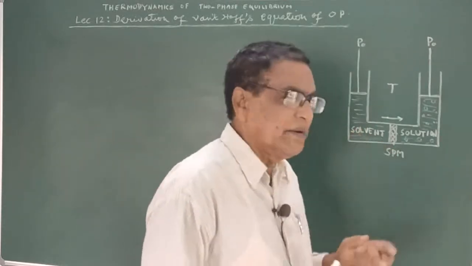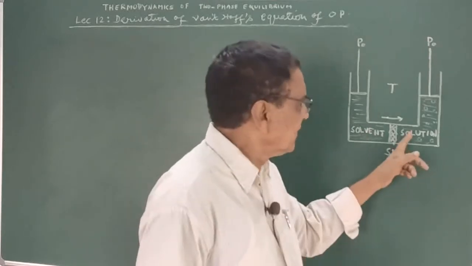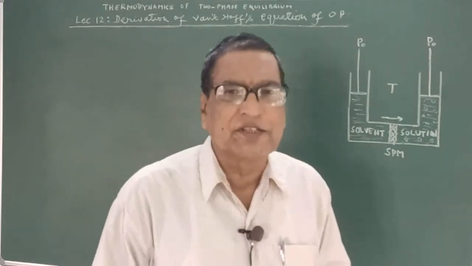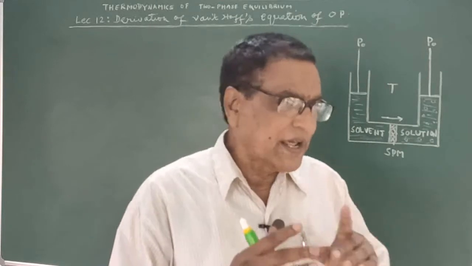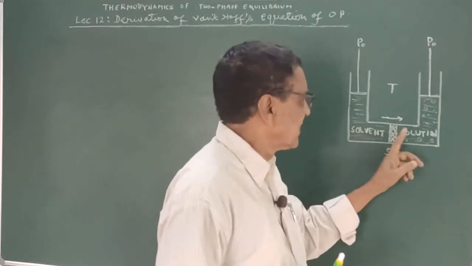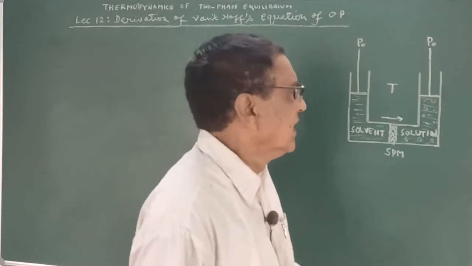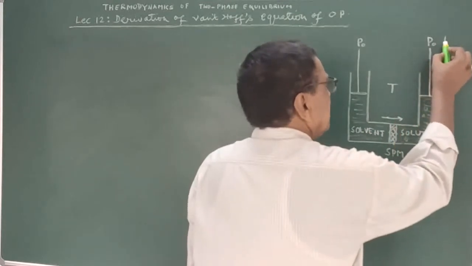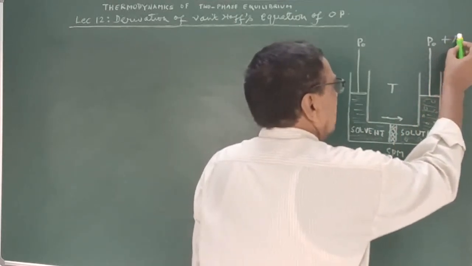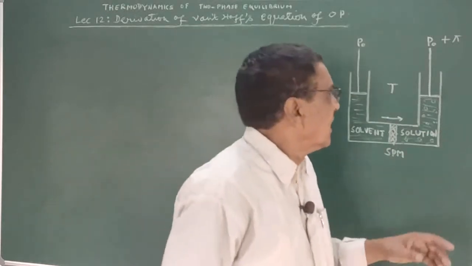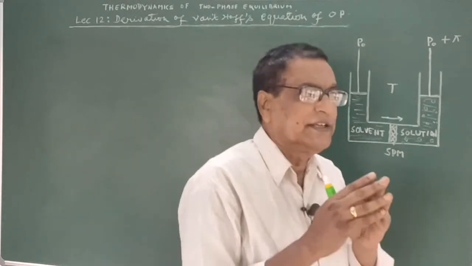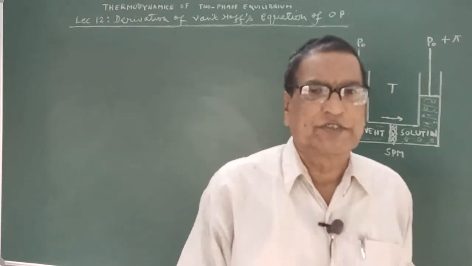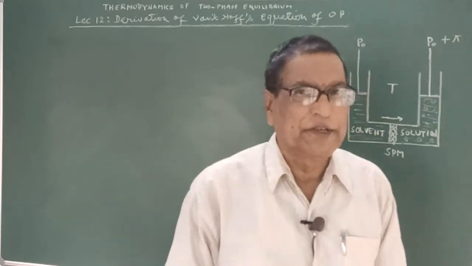The solvent has a higher chemical potential than the solvent in solution, and this unbalanced chemical potential on both sides of the membrane drives the solvent to flow from the solvent side to the solution side, and this is osmosis. But if we apply a certain pressure called osmotic pressure, the flow of this solvent is prevented and osmosis stops.